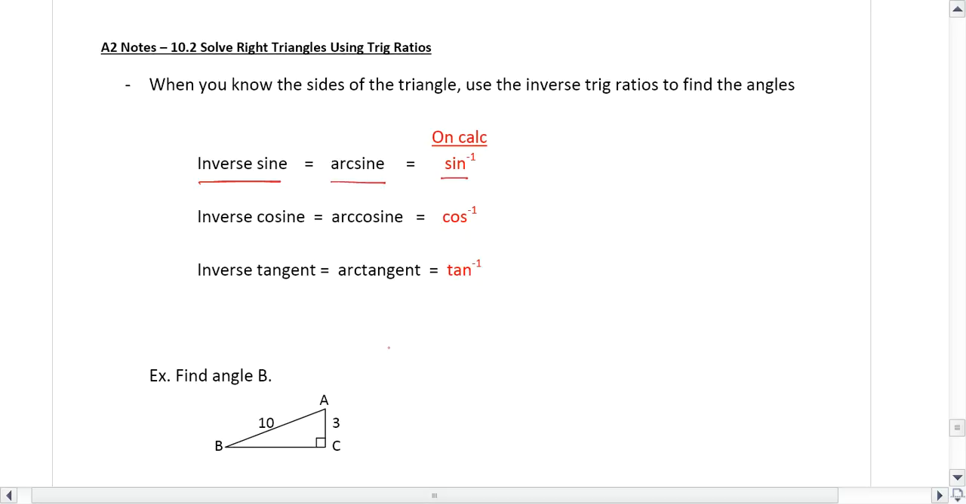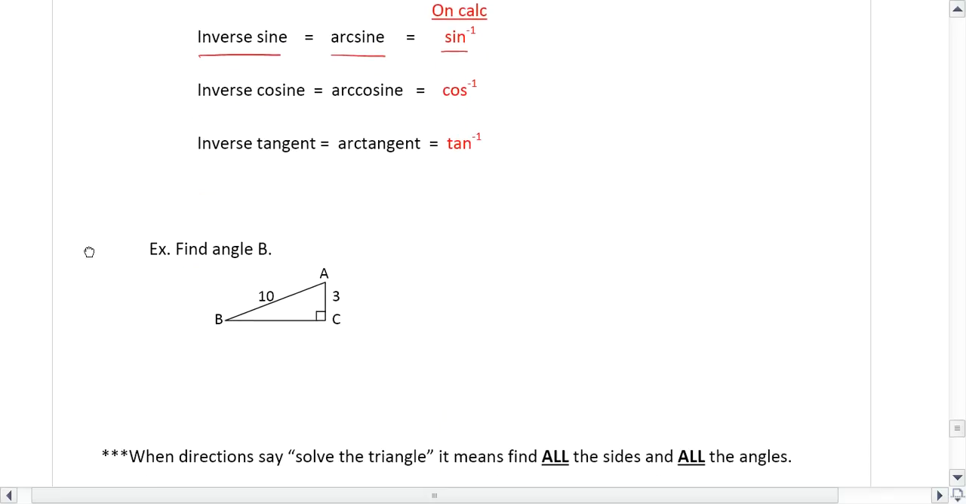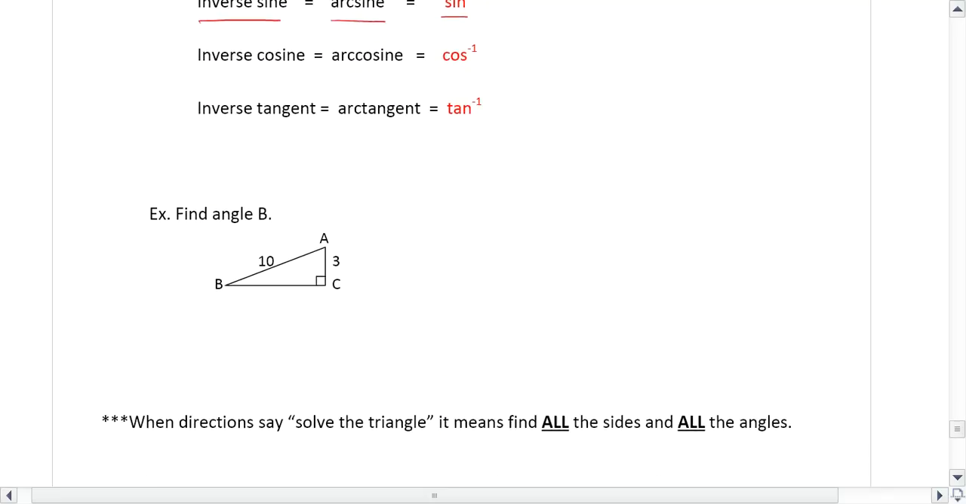So here's what I mean when I say that you go backwards. In this example, we're asked to find angle B. So we look at what we're given. We're given the side that's across from B, which is called the opposite side, and we're given the hypotenuse. So we ask ourselves which trig function involves opposite and hypotenuse, and that would be the sine. So we write the sine of angle B is equal to 3/10.